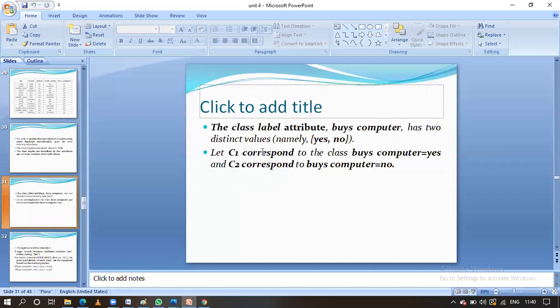Here we have divided the class label, buying a computer, into C0 and C1. C0 represents buying a computer equal to no. C1 represents buying a computer equal to yes.